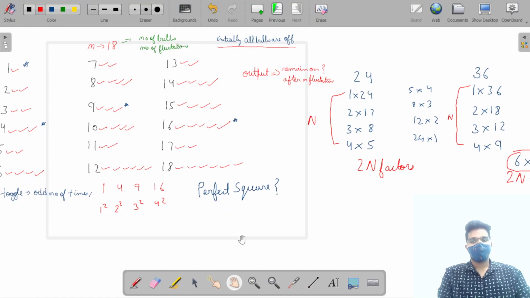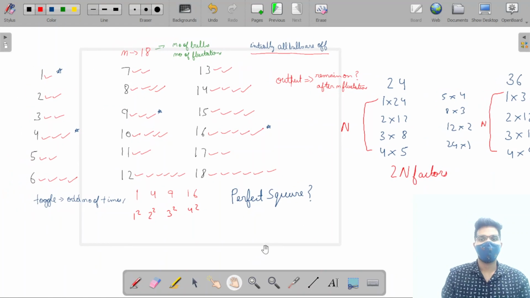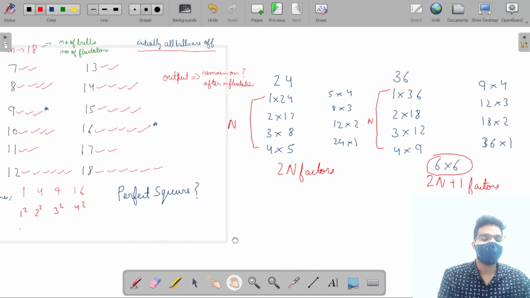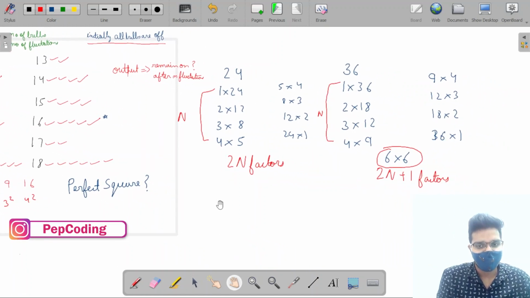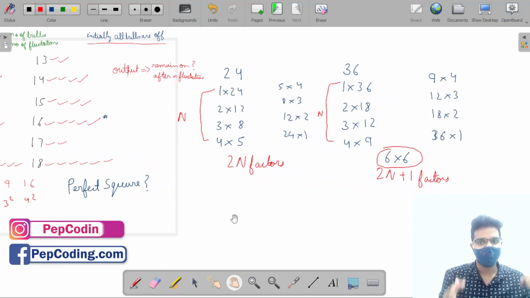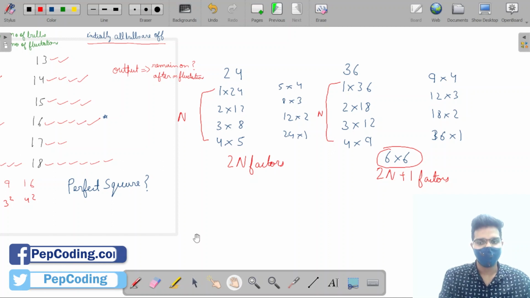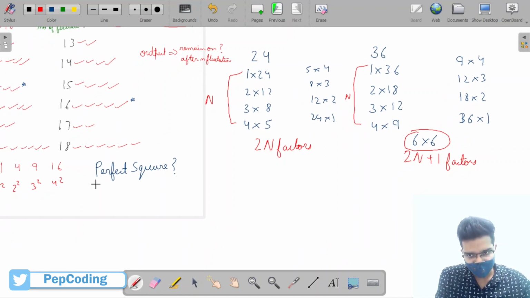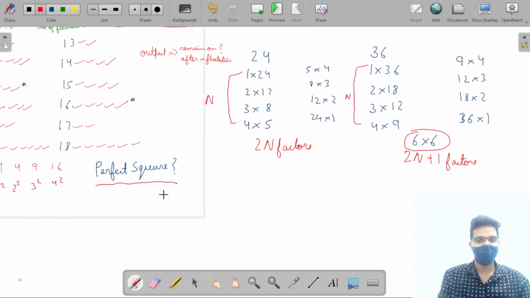Perfect. So this was our question. First we tried to find out why perfect square is our answer. Then we tried to derive it using factors, by calculating the factors of a non-perfect square and a perfect square, and eventually we realized why perfect square is our answer.